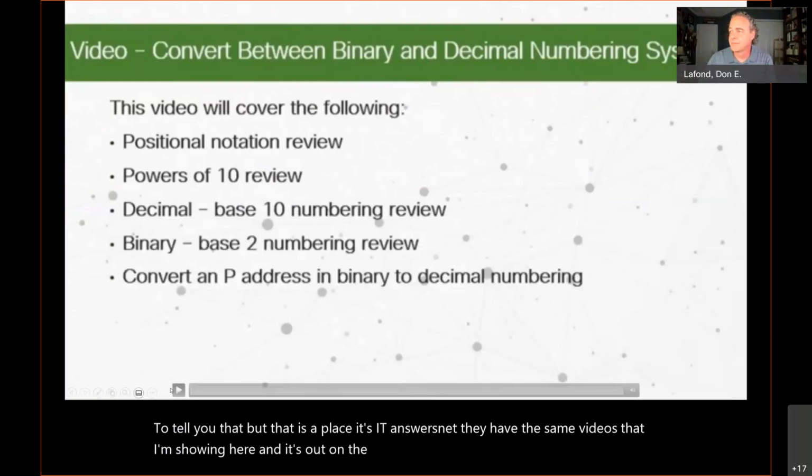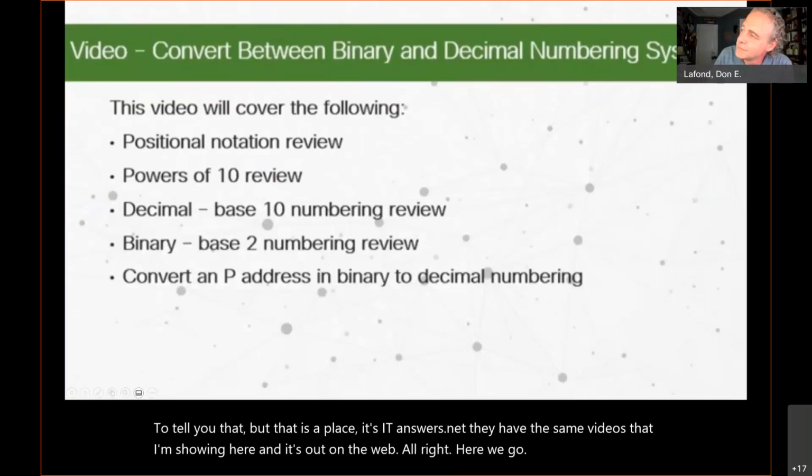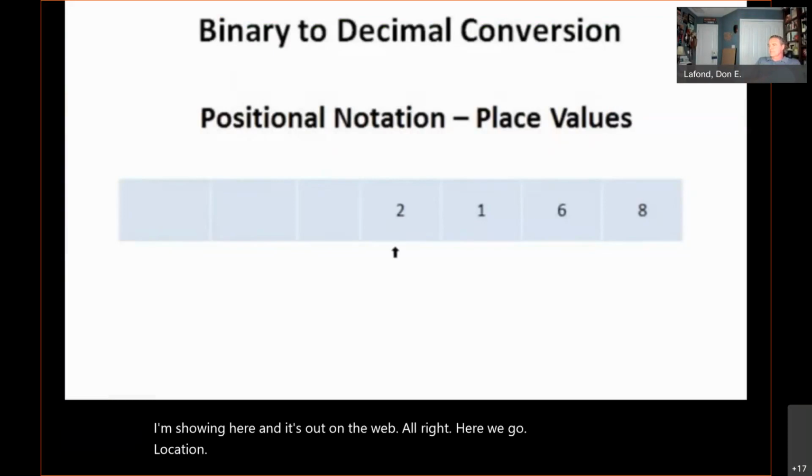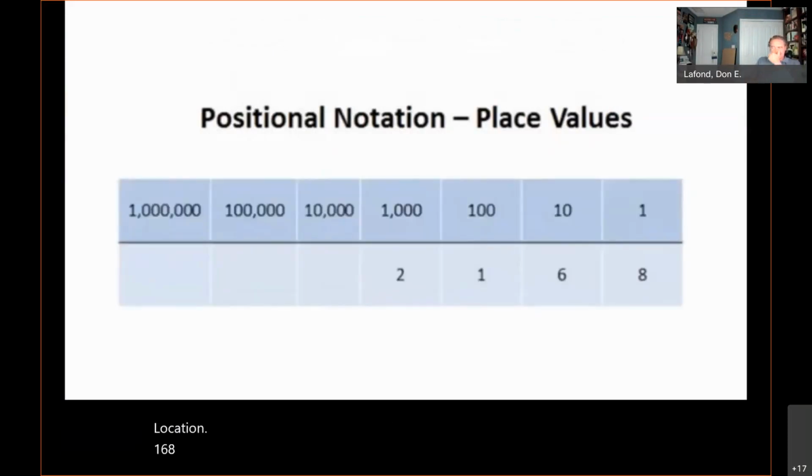All right, here we go. I'm going to discuss binary to decimal conversion. But before I do this, I want to take a look at positional notation or place values. I have the number 2,168 here. If we look at the place values of the number 2,168, we can see the ones place, the tens place, the hundreds place, the thousands place, 10,000, 100,000, and million. These are the place values of the base 10 decimal number system.